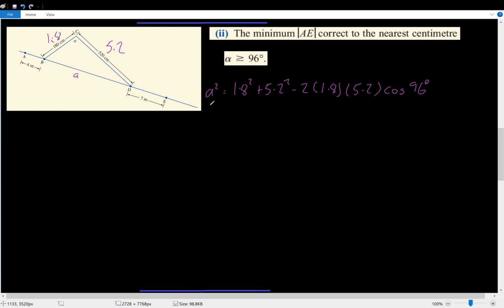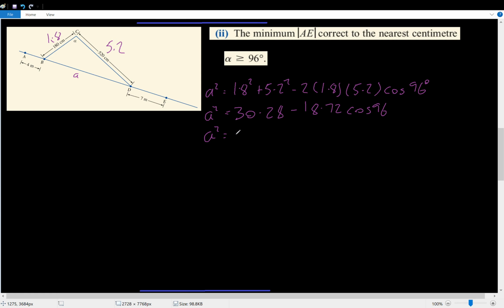We've already worked out some of these numbers from before, so this can go a little bit quicker. 1.8 squared plus 5.2 squared is 30.28. And then 2 by 1.8 by 5.2 is 18.72. We've already figured all that out from before. So 18.72 cos of 96.